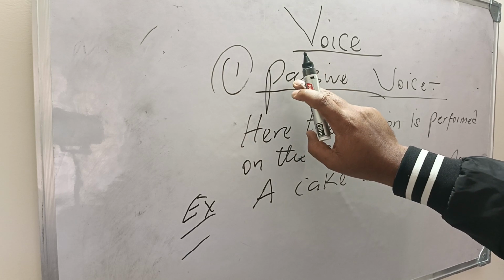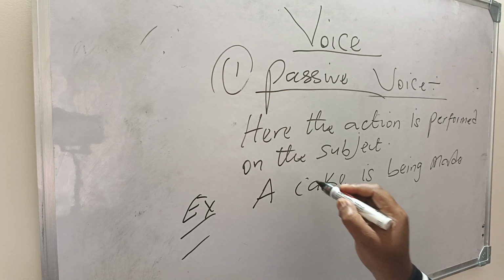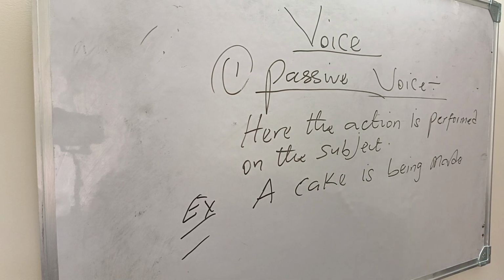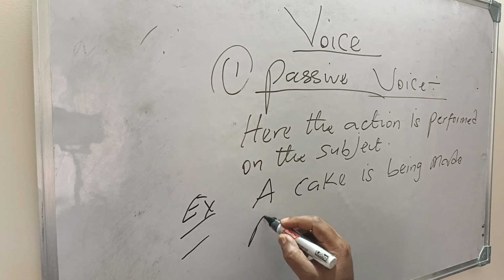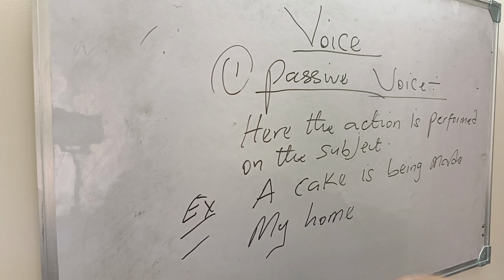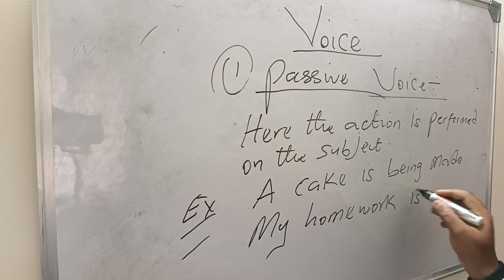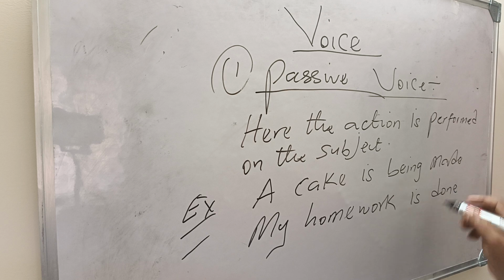In the active voice, someone made the cake. That is I, which is the subject. Now a cake is being made. So you can see the interchanging of the words. This is more or less opposite to the active one. So you say, my homework is done. In the other one, somebody does the homework. Now the homework is done.